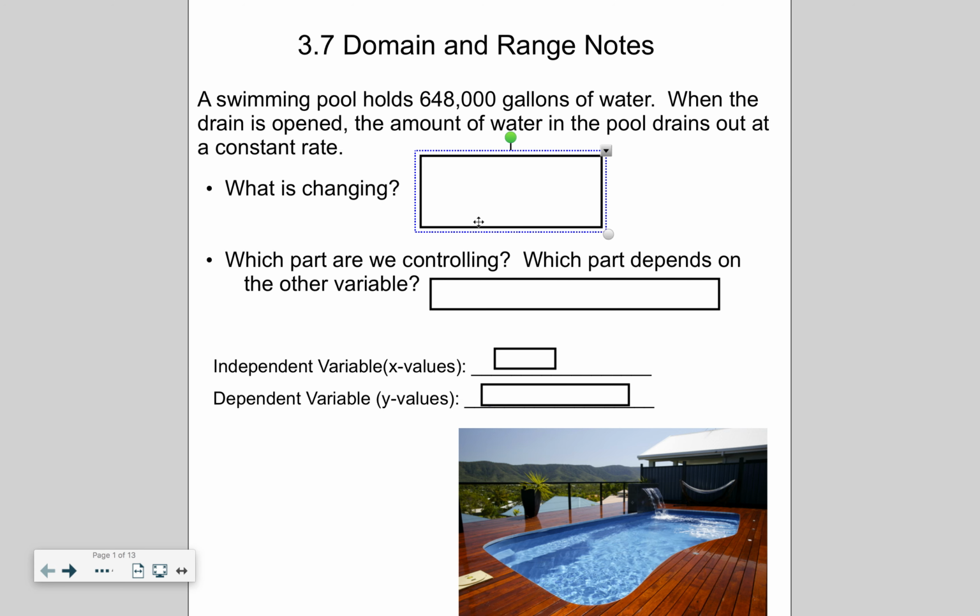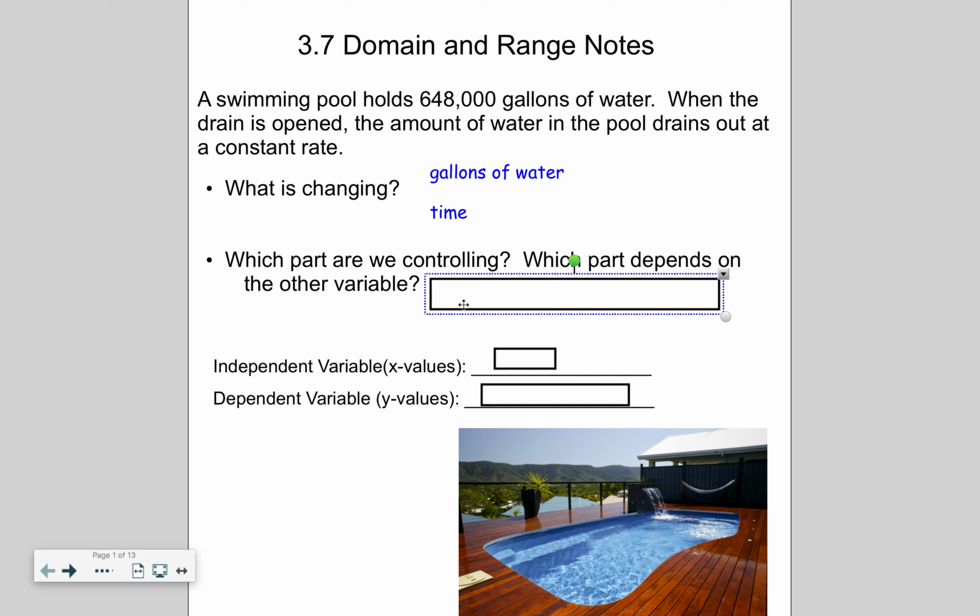All right, what is changing? Well, the gallons of water in the pool, the amount of water in the pool is changing, and the amount of time, how long has the drain been open, that is changing. Which part are we controlling? We're going to control how long the drain is open. At any point, we can pull it shut.